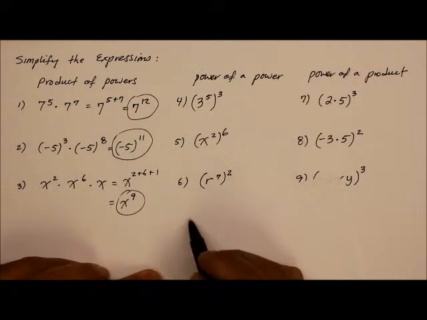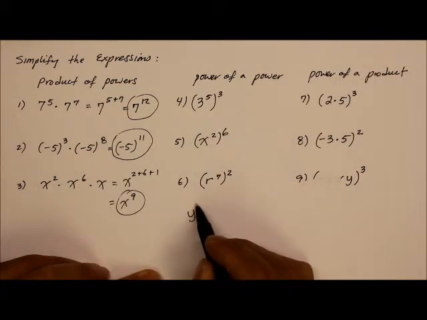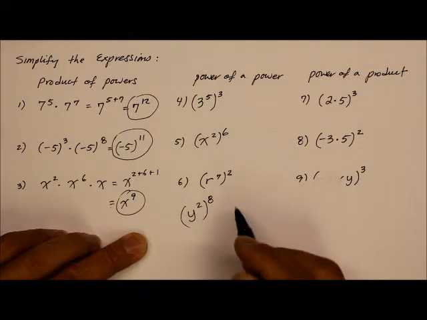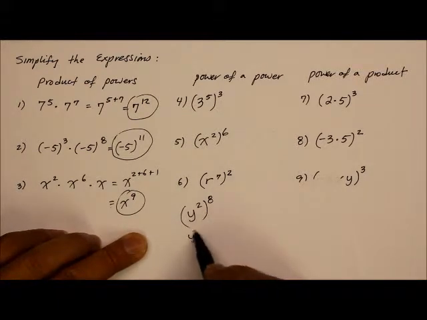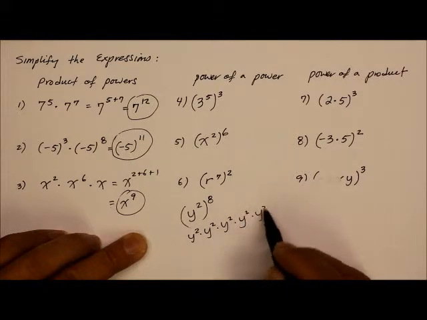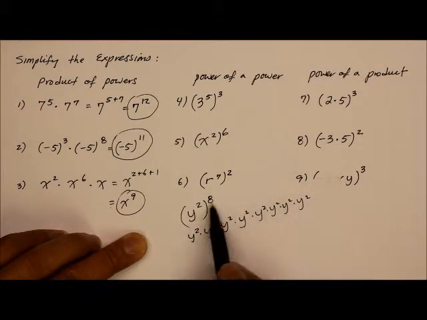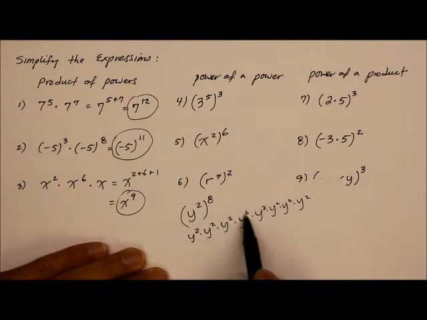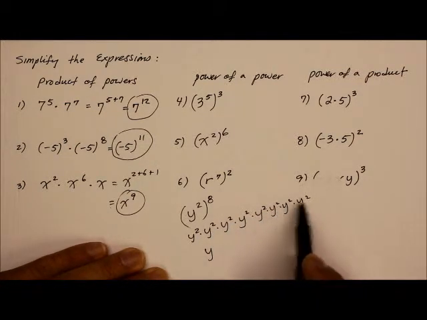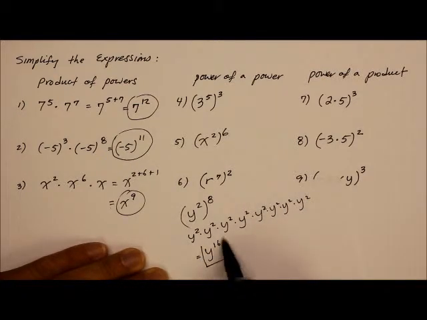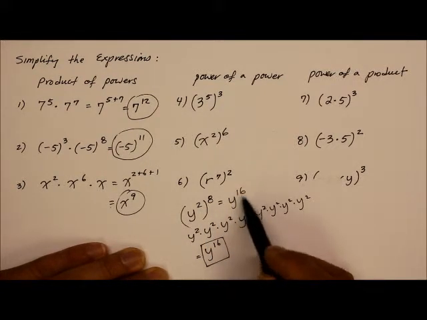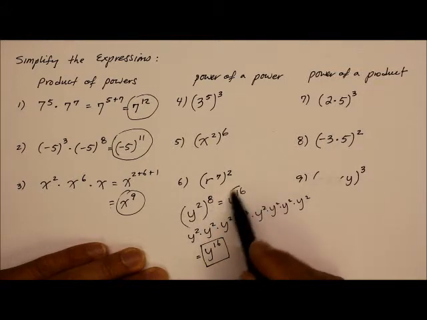Power of a power. If you have, for example, y to the 2nd power raised to another power, let's say 8, that's kind of like saying y to the 2nd times y to the 2nd, and so on, eight of the y to the 2nds. And coming back to the rules of product of powers, you're supposed to add the exponents. So if you add all the exponents, 2, 4, 6, 8, 10, 12, 14, 16, y to the 16. Or you could have simply said 2 times 8 is y to the 16. Either way, I think you'd rather do it this way, huh?